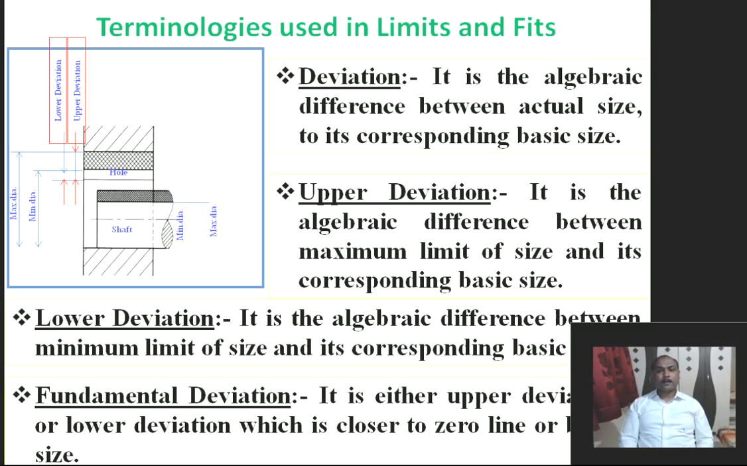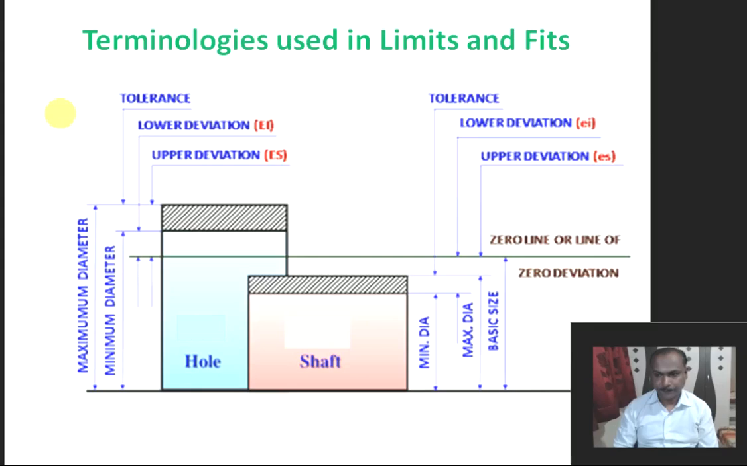And the fundamental deviation is either the upper deviation or lower deviation, which is closer to the zero line. If you see here in this hole and shaft example, this is the minimum diameter hole, this is the maximum diameter hole, and this is the basic size for it. So the minimum diameter and corresponding basic size will give the lower deviation. This much value is the lower deviation, whereas the maximum limit and corresponding basic size give the upper deviation. And very clearly we can say that the lower deviation is closer to the zero line, so it is called the fundamental deviation.